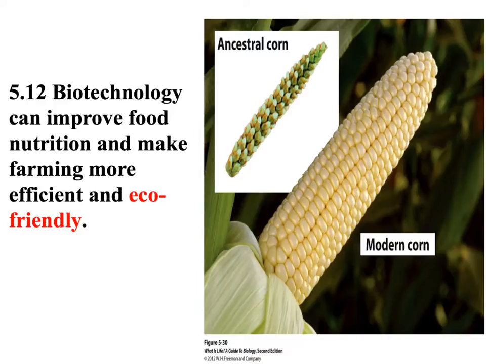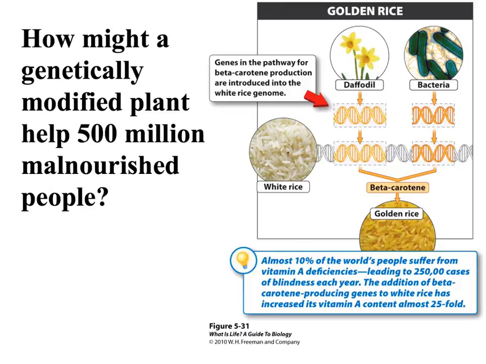In agriculture, some of the major benefits that we see are increased yields, crops that are more eco-friendly, and crops that are more efficient in their ecosystem. Your book poses this question: how might a genetically modified plant help 500 million malnourished people? The answer has to do with vitamin A deficiencies. Without vitamin A, we see blindness, first in night vision, and then complete blindness if the deficiency is too extreme.